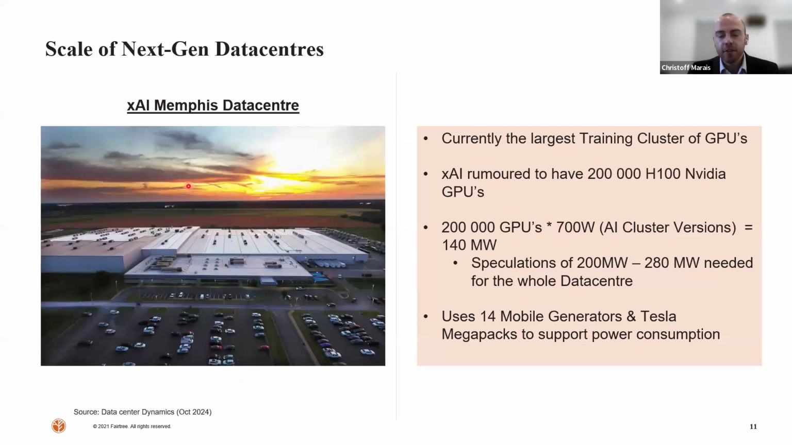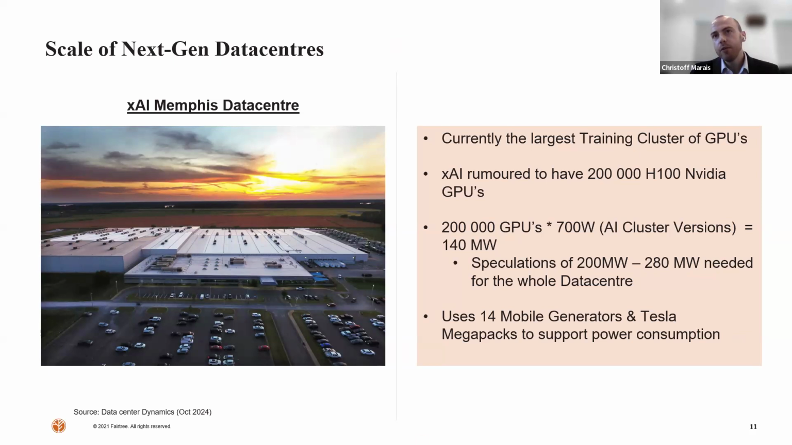I thought it'd be interesting just to do a small case study of how it scales and how these next generation of data centers look. On the left-hand side, the picture I have is the xAI Memphis data center. For those who might not be familiar, xAI is Elon Musk's artificial intelligence company. The reason I'm using them is that it's currently rumored to be the largest training cluster of GPUs. It's rumored to have 200,000 GPUs, and they've stated recently that they want to increase it at some point to 1 million.